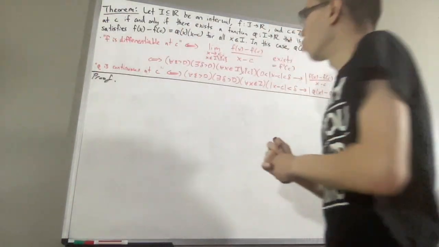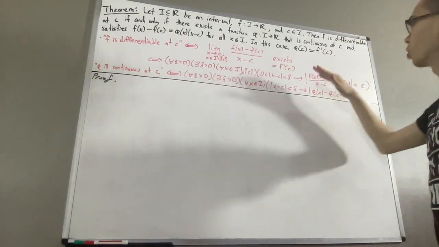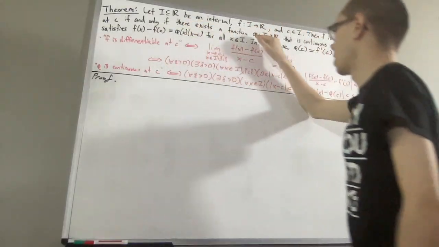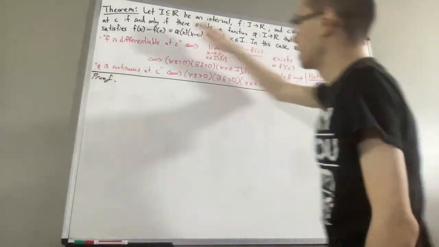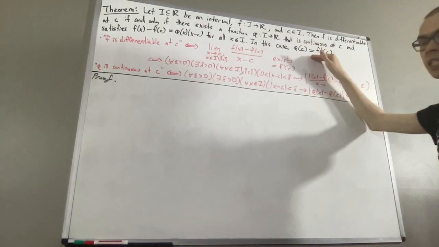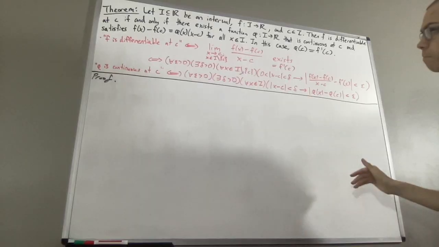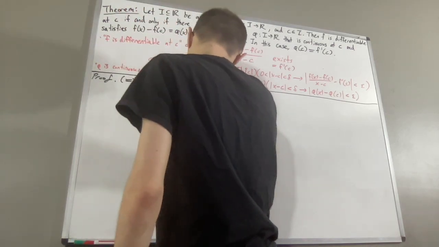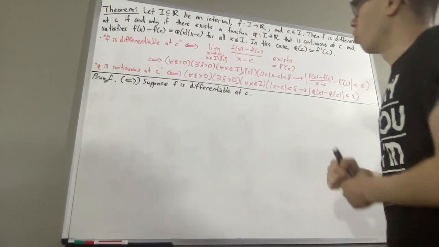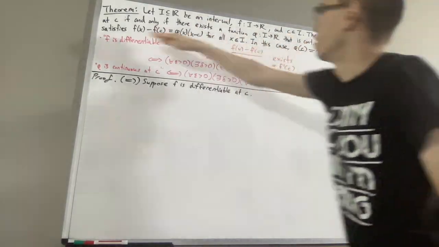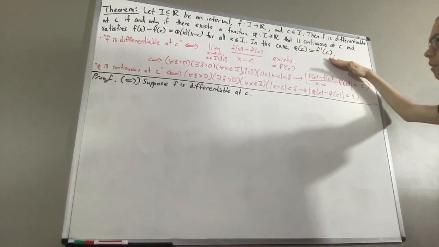To start with the proof, we're first going to prove the forward direction. We're going to prove if f is differentiable at c, then there exists a function phi from I to R that satisfies these properties, and phi of c is precisely equal to the derivative of f at c. So to prove the forward direction, let's suppose f is differentiable at c. From here, we want to show that there exists a function phi from I to R with these properties.